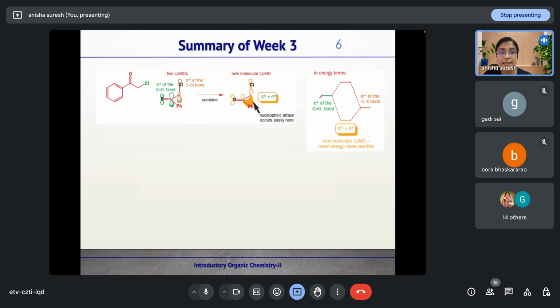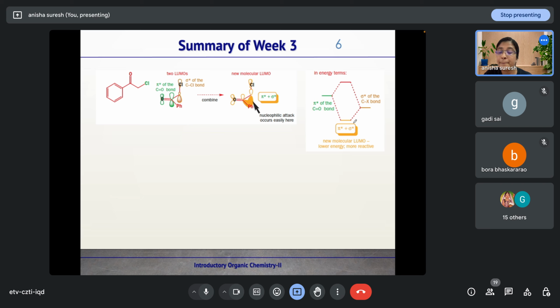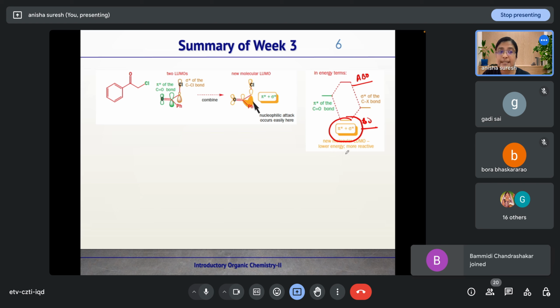As you can see, this is the pi star of C=O. This is the sigma star of the C-X bond. So if they combine, we get the formation of pi star plus sigma star, and here the antibonding orbital. This is the bonding orbital, and the antibonding orbital. Two will be formed. So this is the LUMO here. Since this is lower in energy, the reactivity will be more. The new molecular LUMO has lower energy and hence is more reactive.